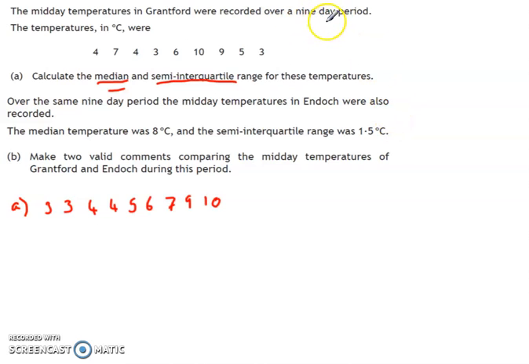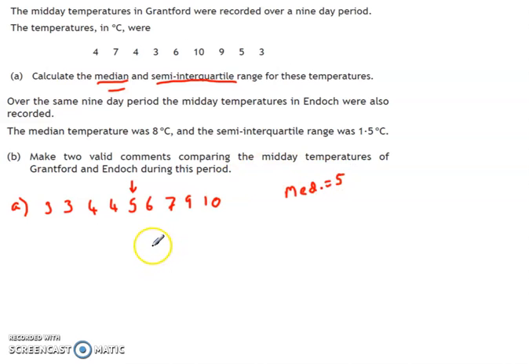So it's a 9-day period, there's 9 bits of data. I want the middle of it, so I've got to go in 4 from the top, 4 from the bottom and find the middle number. In this case it's that one there. So my median is equal to 5 in this case.